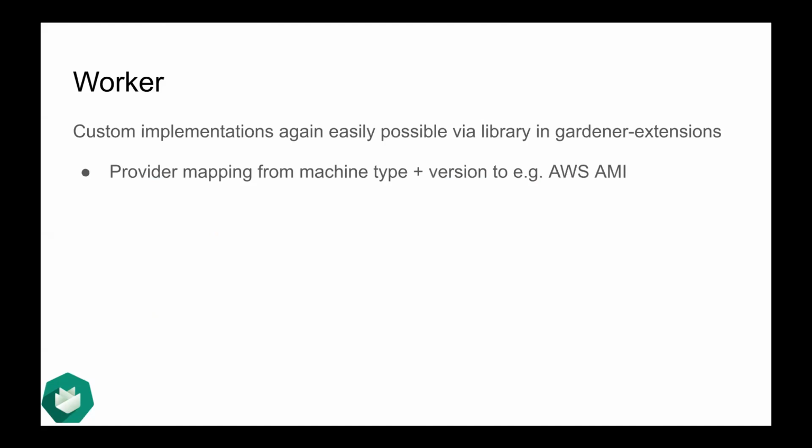All right, again, custom implementations are easily possible via a library that we have in Gardener Extensions, where you basically just have to, in short, you have to do a bit more than that, but in short, you just have to provide a provider mapping from machine type plus version to your, for instance, AWS AMI. And that's really just in short. You have to do a bit more than that, but it's not that difficult to implement a worker resource.